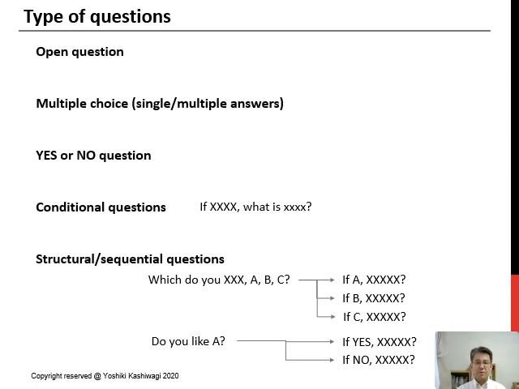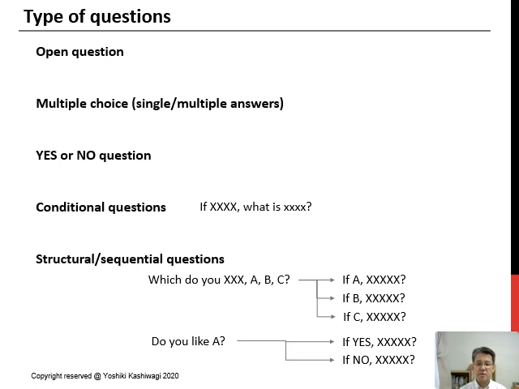The last one, structural or sequential question. In this case, you can make a structure of the questions, so the people's answer depends on the conditions. For example, the first one: which do you like, A, B, or C, or something like that. If the answer is A, then the next question. And if the answer is B, then blah blah. If C, blah blah. Yes, you can add more questions if you have some other options.